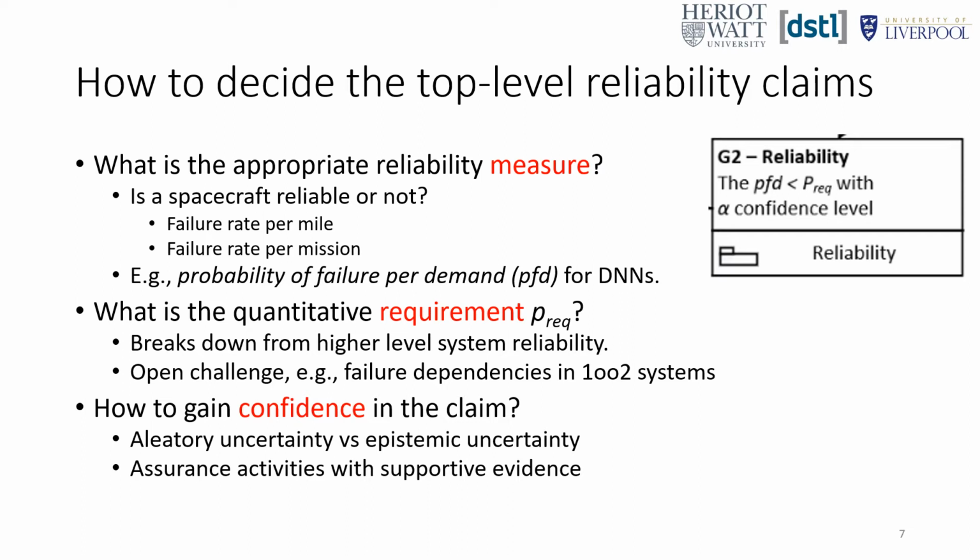Finally, it's about how to gain confidence in that claim. Reliability measures like PFD normally concern system behaviors subject to arbitrary uncertainty. Due to the imperfect knowledge of human assessors about the system, we cannot be certain that the PFD is indeed smaller than that required bound. And we normally have some doubts about that. And we need to quantify this doubt, this confidence in that claim as well. Next, we will see how to boost this confidence from assurance activities in the machine learning lifecycle.